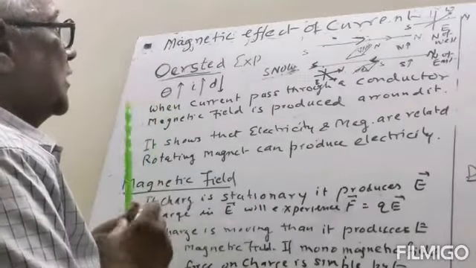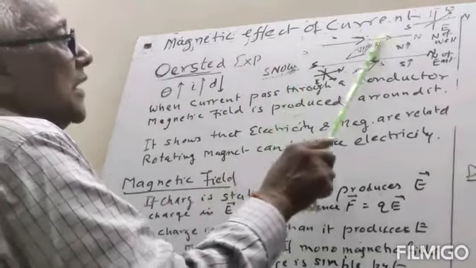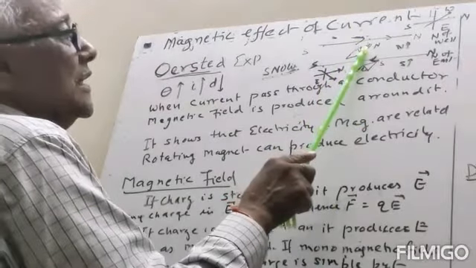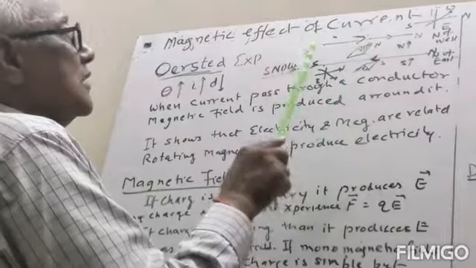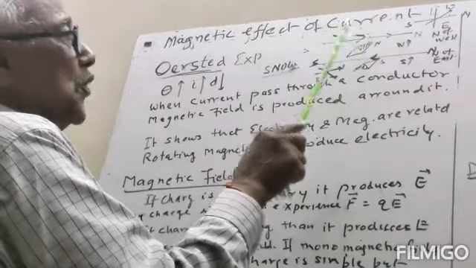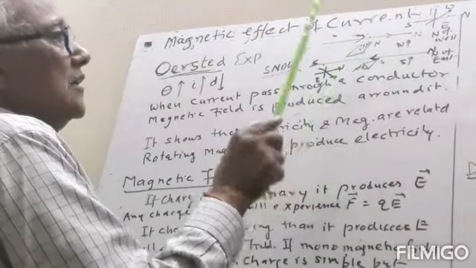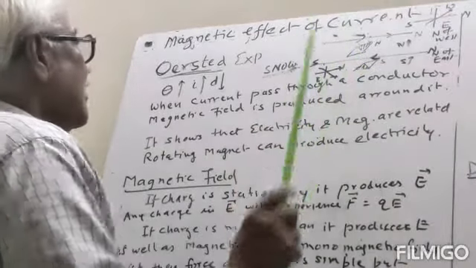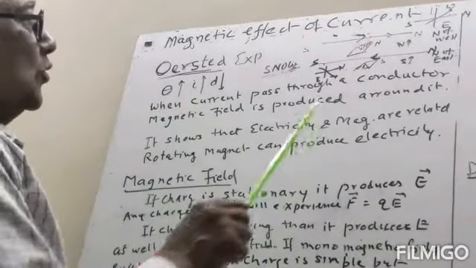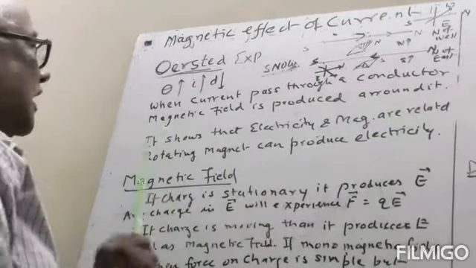So what do we infer from this experiment? We infer that when there is a current passing through this conductor, the magnetic needle shows deflection. It means this conducting wire in which current is flowing produces a magnetic field, and due to the magnetic field, the magnetic needle shows the deflection. So we can say that when the current passes through a conductor, a magnetic field is produced around it.